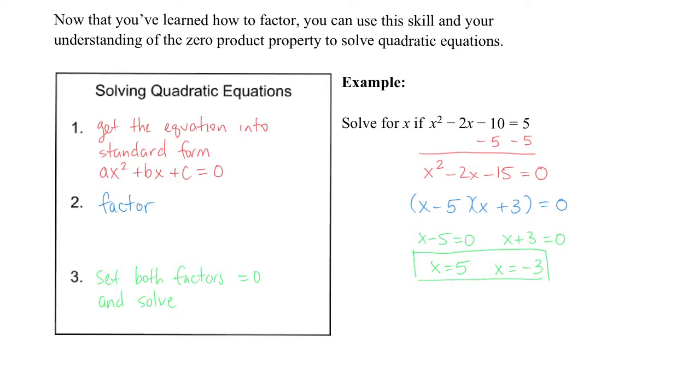And now I'm done. So what that means is if I took these two values of x and I plugged one in at a time, so if I plugged 5 in here and here, that would make this statement true. If I plugged negative 3 in here and here, that would make this statement true. And that's how we solve quadratic equations.